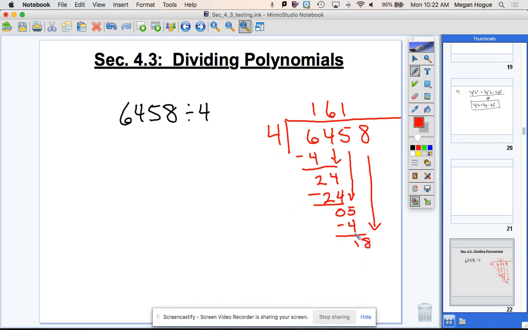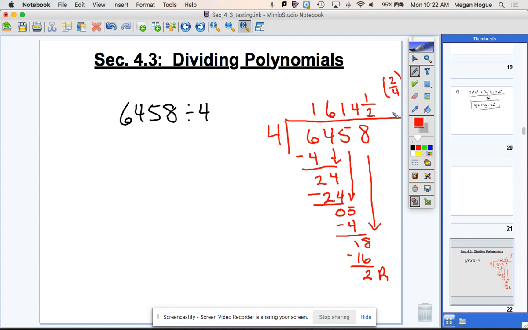How many times does 4 go into 18? 4. So I put a 4 up here. 4 times 4, 16. Subtract 2. There's nothing else to bring down, so this 2 was our remainder. And what did we do with our remainder? Because we wrote it. 2 over 4. Yeah, we wrote it as a fraction, and good. We reduced on this one. And so we reduced that to 1/2.